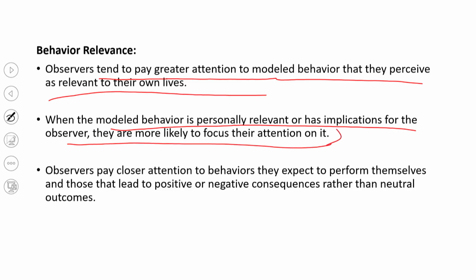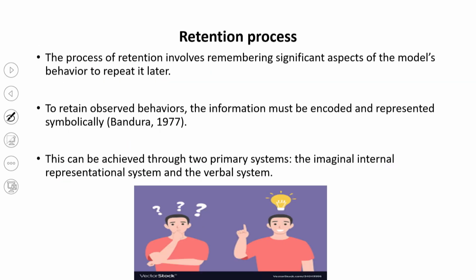Whenever they think it is relevant for my life and it has an implication for my life, they will pay more attention. So, observers pay closer attention to behavior they expect to perform themselves. Whenever they think this behavior is important for me and that I will probably have to produce similar actions in future, they will pay more attention because it is relevant to their life. So, relevance also plays an important role. Okay? So, this was about attentional processes.